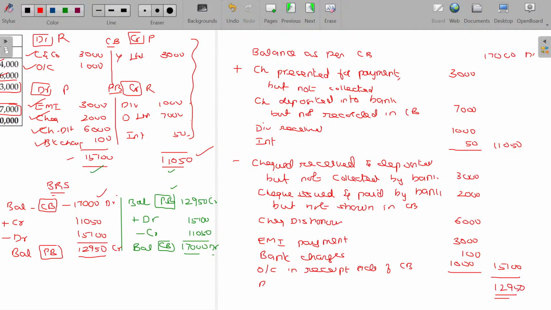So this is nothing but the balance as per the passbook. As we started with the cash book, it ends with the passbook, and as we started with the debit balance, it ends with the credit balance. Is that okay? So these are the main points to be noted here.